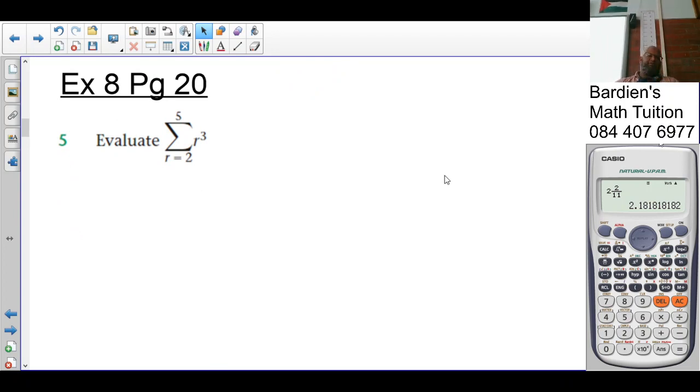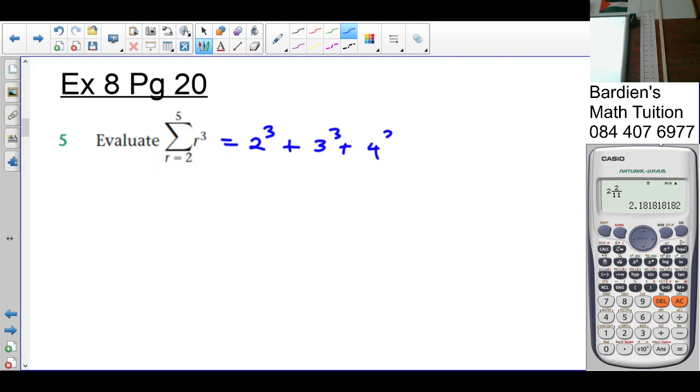Alright, so the question says evaluate or calculate, whatever. Okay. Where do we start? First three terms. Let's do the first three terms. So the first one is going to be 2 cubed, not so? The next one? 3 cubed. The next one? 4 cubed. How many terms are here? 5 minus 2, 3, plus 1, 4. I've got 3 terms. So just add the 4th term, 5 cubed.